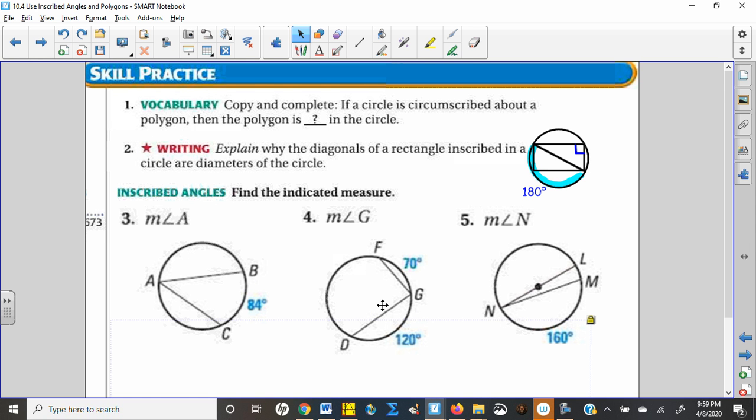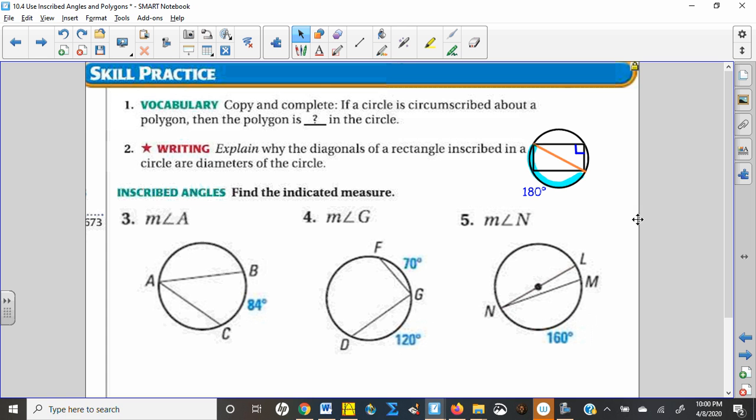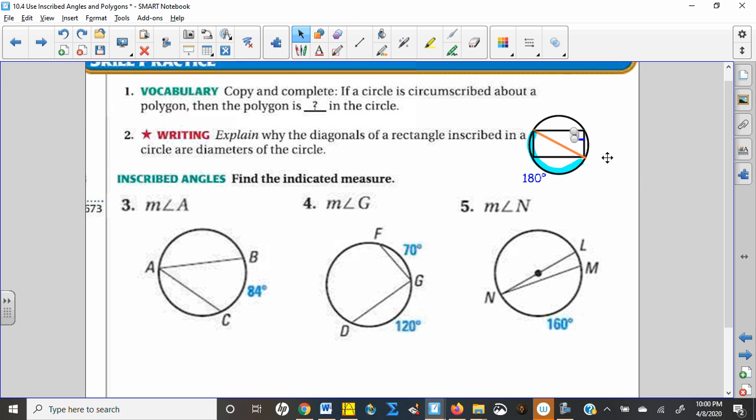Number 2, explain why the diagonals of a rectangle inscribed in a circle must be diameters. Well, here's the magic diagonal. Why would it have to be a diameter of a circle? Well, because by definition, a rectangle has nothing but right angles at each corner. And those, because of the inscribed rectangle, are on the circle.